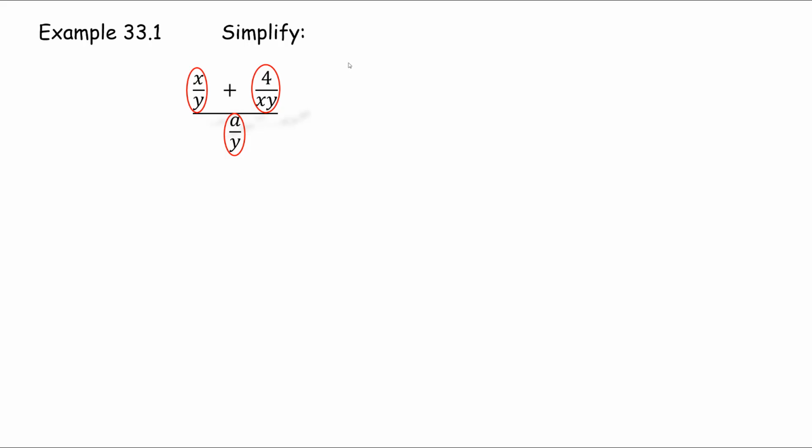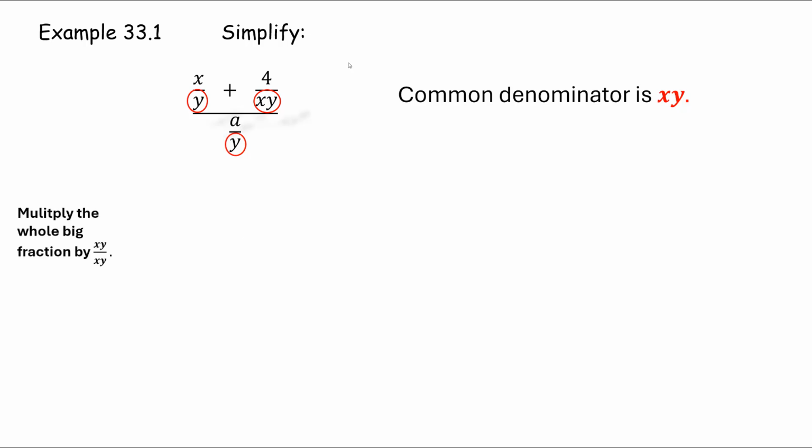So what I do is I look at this fraction and I see that it has three little fractions in it. And then I look at the denominators of the three little fractions, and they are y, x, y, and y. So the common denominator for those three fractions is just xy. And what I'm going to do is multiply the whole big fraction by xy over xy.